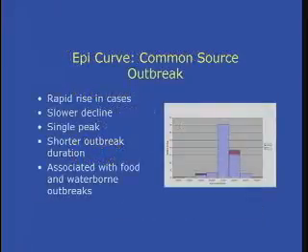The graphic on the right is a classic common source outbreak epidemic curve. Please note that there is a rapid rise of cases initially with a slower decline on the backside of the epidemic curve. There generally is only a single peak, and the outbreak is usually of a very short duration. This type of outbreak is generally associated with either a food or waterborne outbreak.